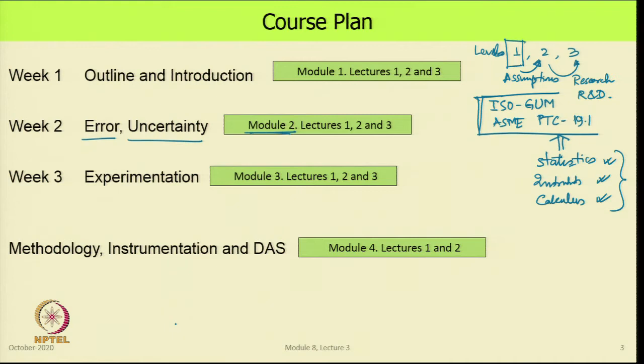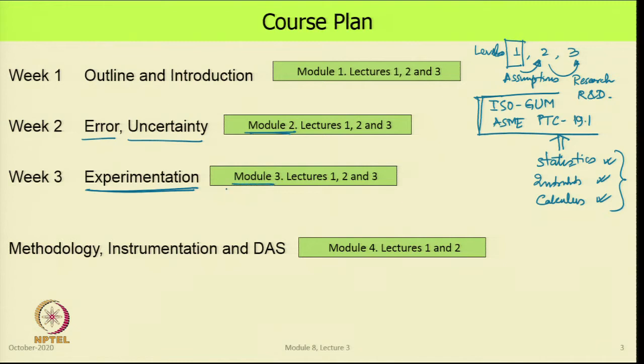So, having defined what is uncertainty, what is error, what are uncertainty limits and why they should be there, we then moved on to look at the big picture of doing experimental work, which we called experimentation.